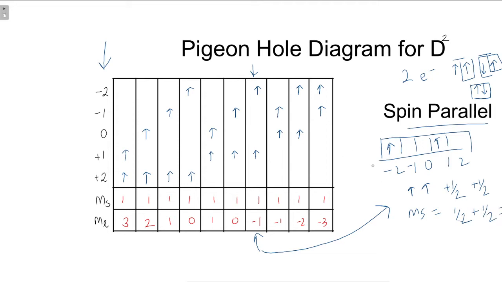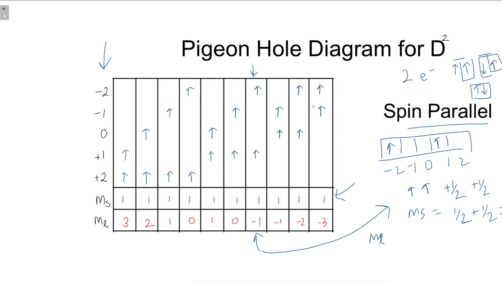It doesn't matter where you place these electrons in parallel spin, the value of ms will be the same. So you see this whole row is 1, because it doesn't matter which column you calculate for, you'll get the same value. Now let us calculate the value of ml. How do we calculate that? We'll just calculate one column.